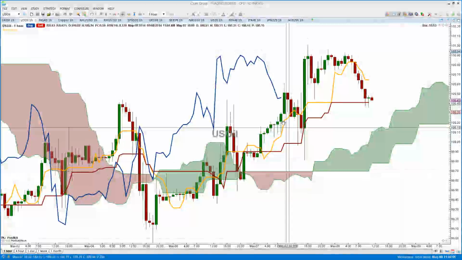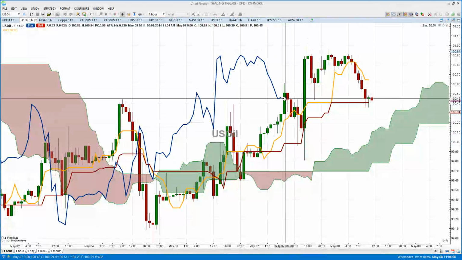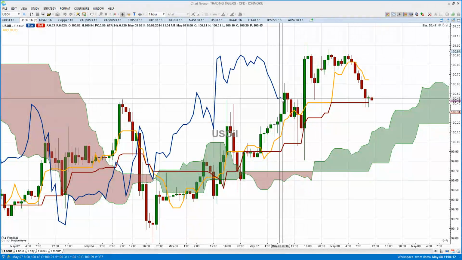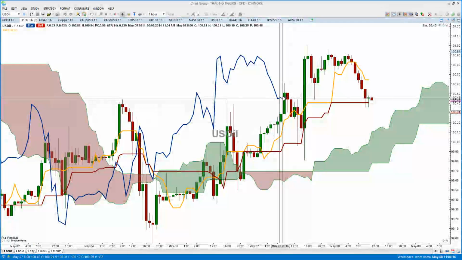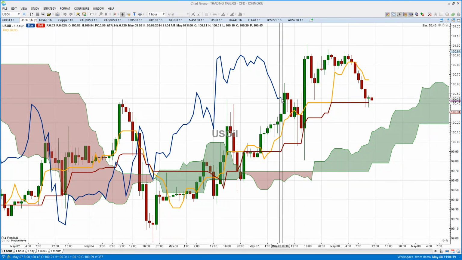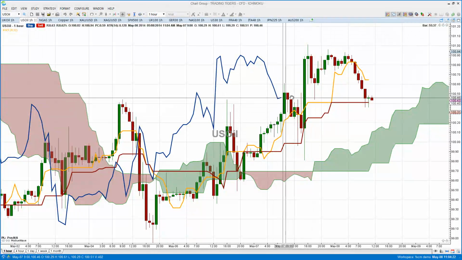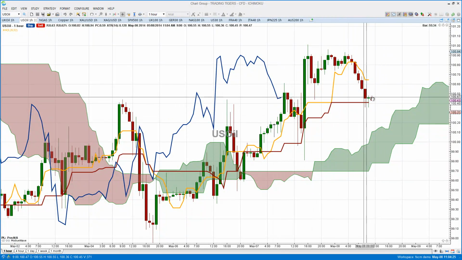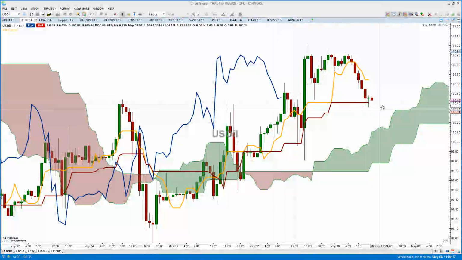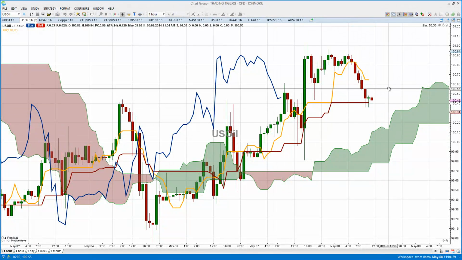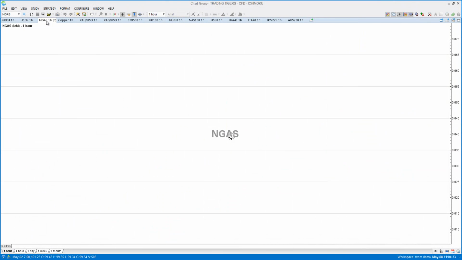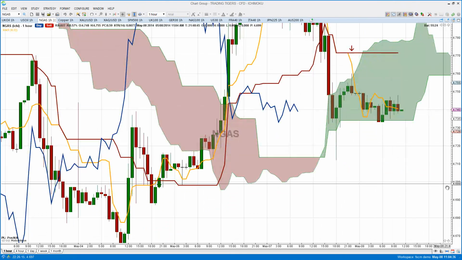Currently you can see the Chikou is just running into price, and what happens when the Chikou runs into price is exactly the same thing as if you try to walk into a wall, you're just going to get blocked. We're going to see a little bit of consolidation perhaps around here. We do want to see price fall down and go back up before we take a trade in the long position. Natural gas, let's have a look at what natural gas is telling us.